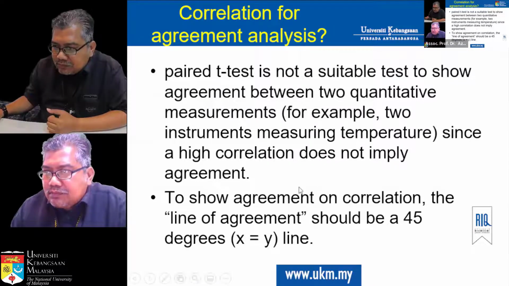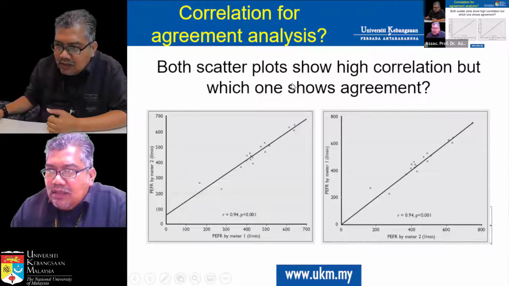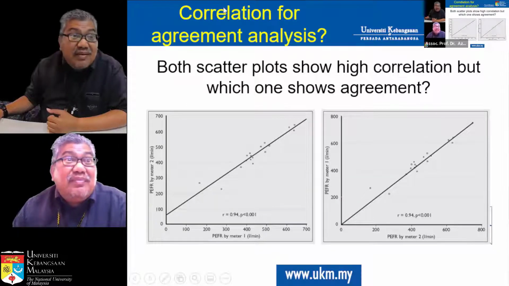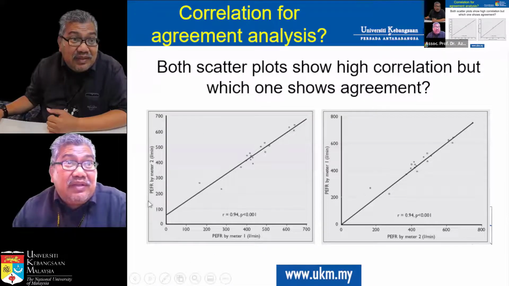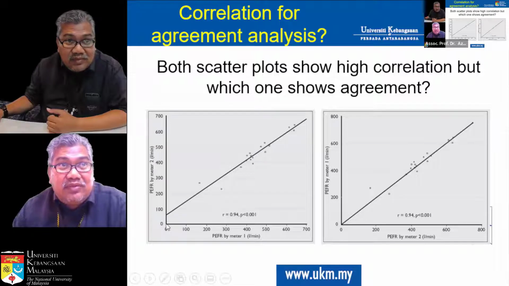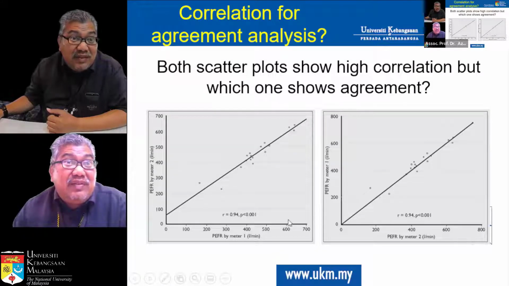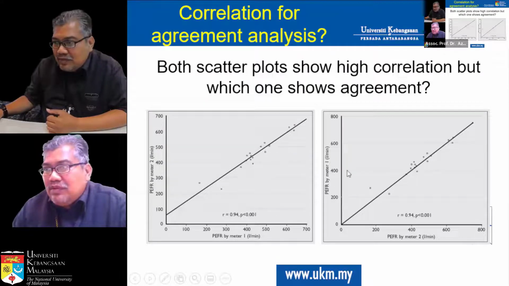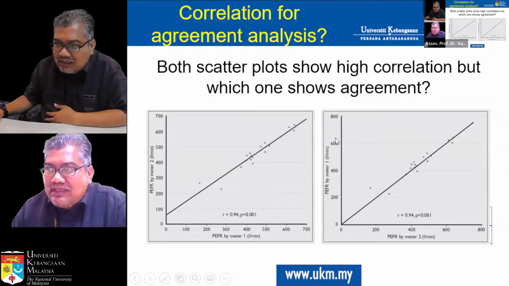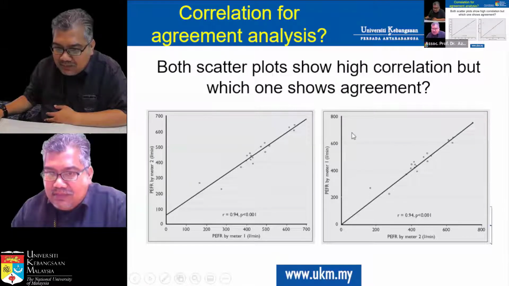So here, both show the same level of correlation, but you can see that there is no agreement, because the one on the left started at the wrong point. It's not at the starting point of 0 and 0. Therefore, the one on the left does not have agreement. The one on the right side has agreement, but the value of R is the same, 0.94. So that's why you cannot use correlation to prove agreement.